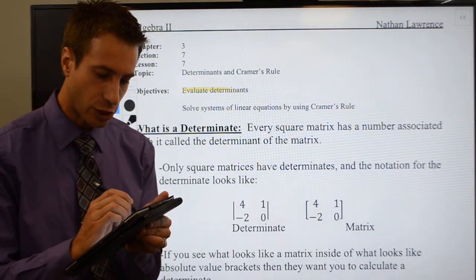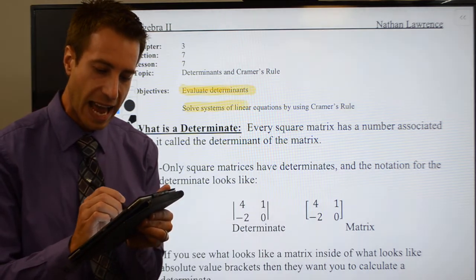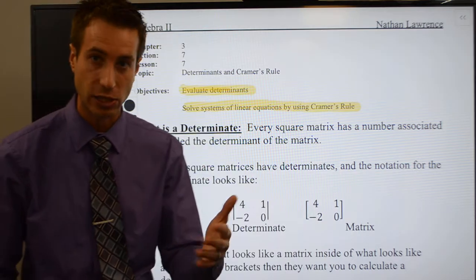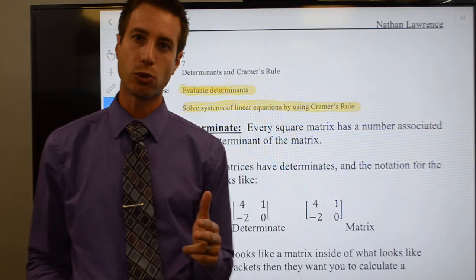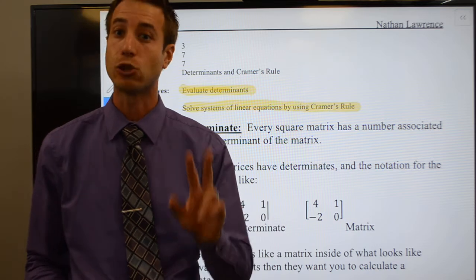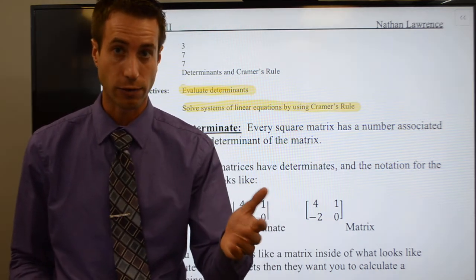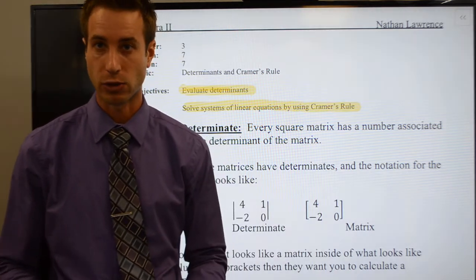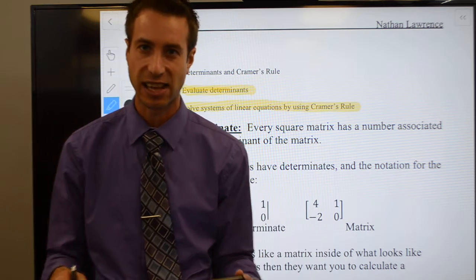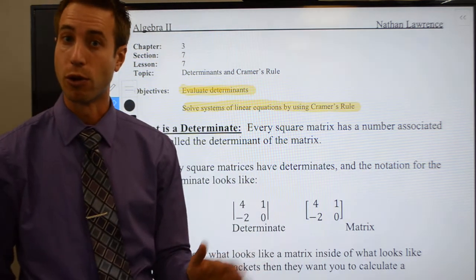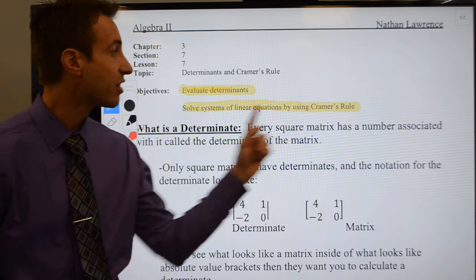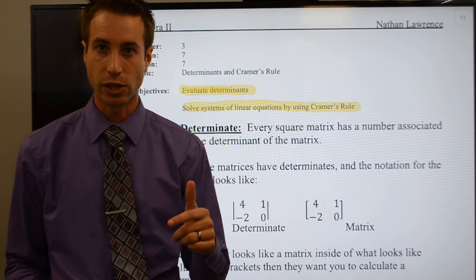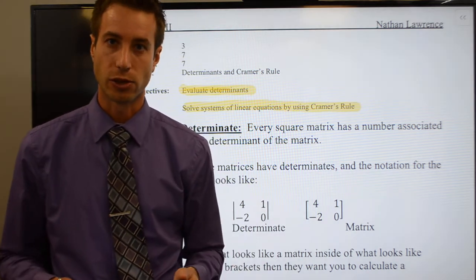A couple of things that you guys should be able to do by the end of these videos, the end of this note set. You'll need to be able to evaluate determinants. I'm going to have you evaluate two kinds of determinants: the determinant for a 2x2 square matrix, and the determinant for a 3x3 square matrix. That's as big as we're going to go in this class, so you should be able to do both of those kinds of matrices. And then, once we know how to find these determinants, we're going to learn Cramer's rule and use it to solve systems of equations.